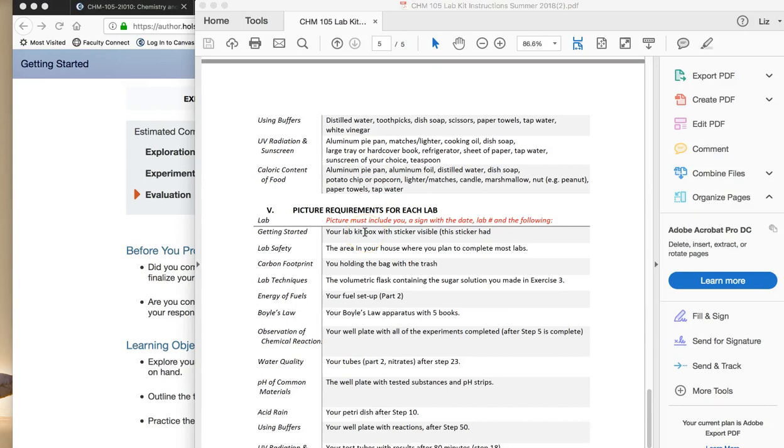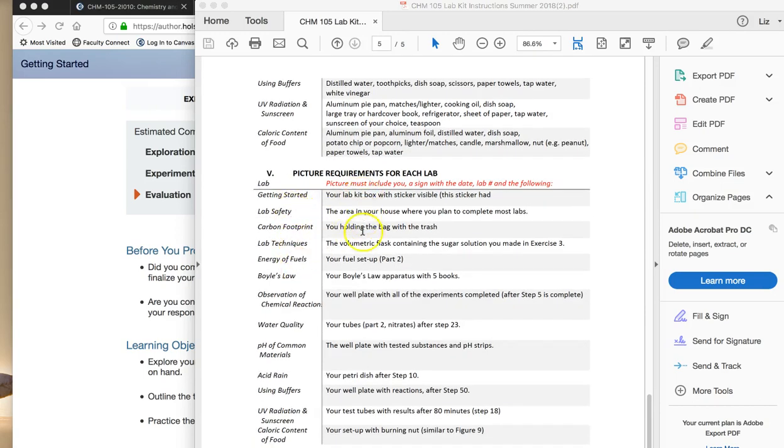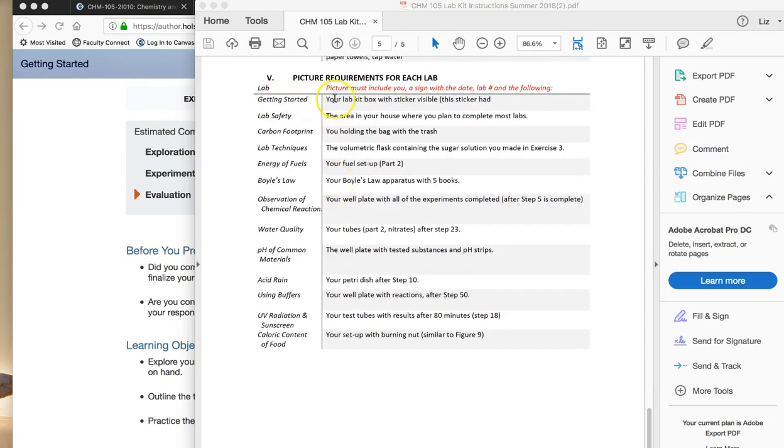And then, as I talked about the picture, here's every lab we're doing and what the picture has to show. For instance, in the first lab, you have to have your picture with your sign, your sign with the date, and the lab number or lab name is fine too, and the following: your lab kit box, and I need to be able to visibly see the sticker. That sticker, remember, has your lab kit code on it. So every lab, this is what has to be in the picture. If your picture isn't included, you will get a 0 on the lab and it will be kicked back to you. That just says to me you didn't do it, or again, that's the proof that I have that you did the lab. So you've got to have the picture.